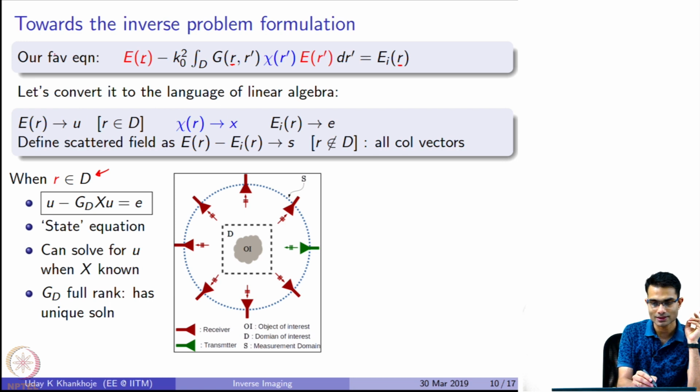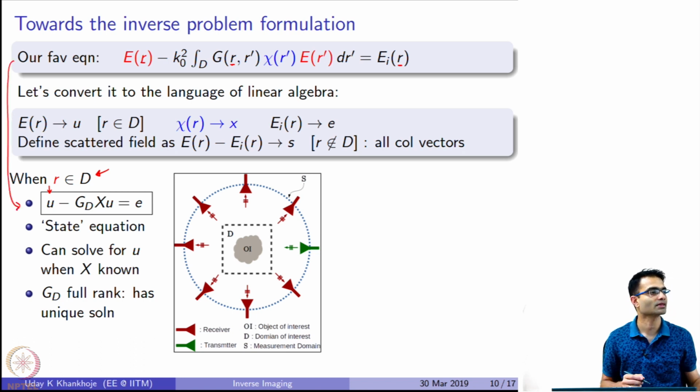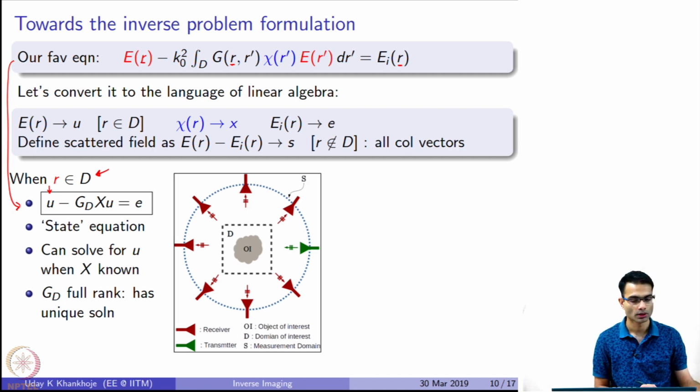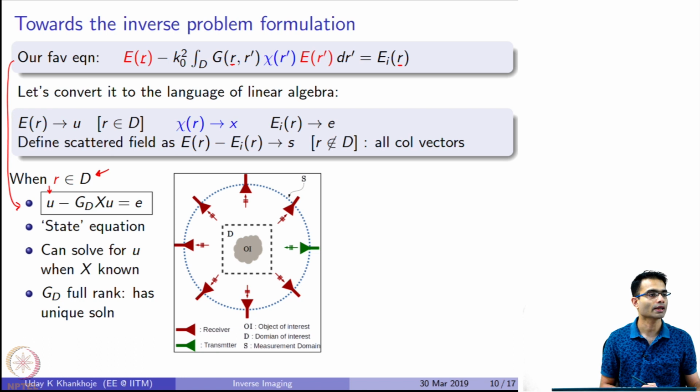So, let us just discretize this equation term by term. First term, electric field, what happens? It becomes u. Just take this equation and, symbol by symbol, let us write it in the language of linear algebra. So, the first term is ER, which becomes u. Next is all of this k naught squared integral g chi e. Chi is known in the forward problem, so we are going to call it x, and then I have a u which is unknown and the right hand side is known, which is small e.